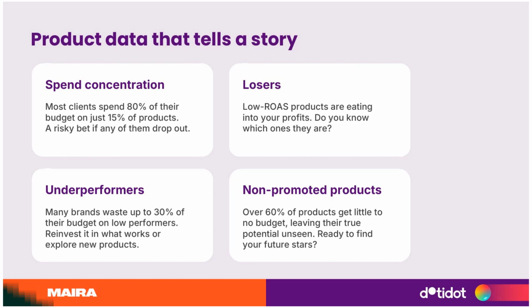Next one are losers. Every account has products with very low ROAS that are quietly eating into your profits. And the question is, do you actually know which ones these are? And next to them are underperformers. Many brands waste up to 30% of their budget on products that simply don't deliver, and that money could be reinvested into what works or used to test new products. And finally, non-promoted products. Here, over 60% of products in a typical feed get little to no budget, and their potential is never even tested. These are your future stars if you give them a chance.